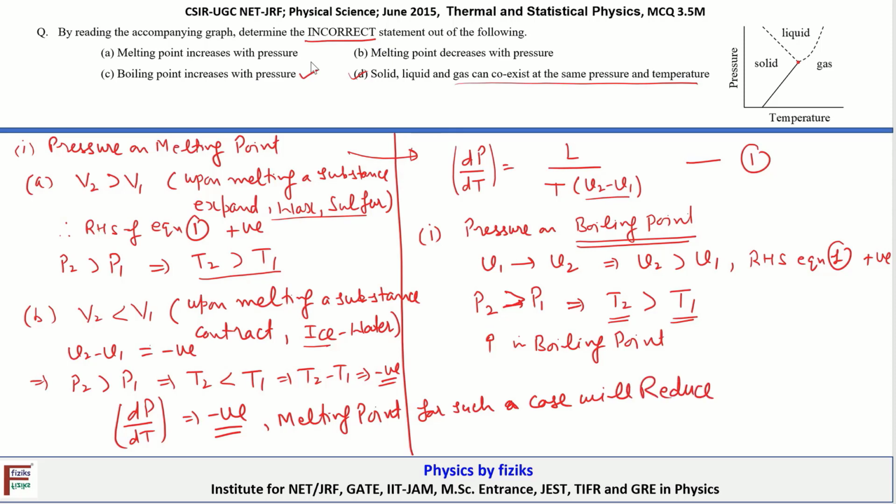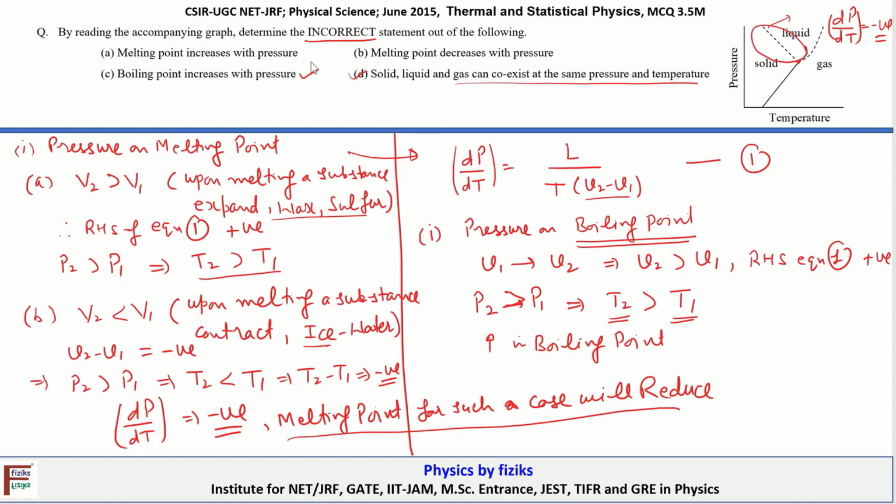Now if we take a look at this curve, it's a phase transition between the solid and liquid phase. This line falls in the second quadrant, and if you take into account the slope of this line, dP by dT is negative. So for this particular case, this statement will be valid: the melting point for the given phase diagram will reduce with an increase in pressure.